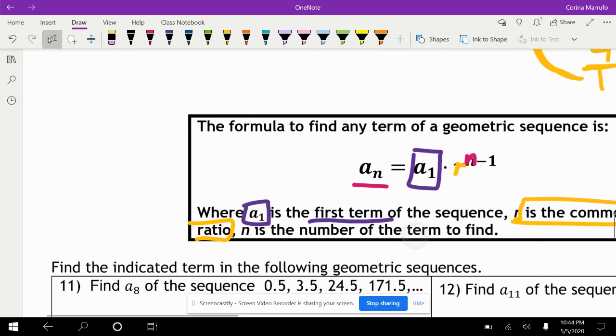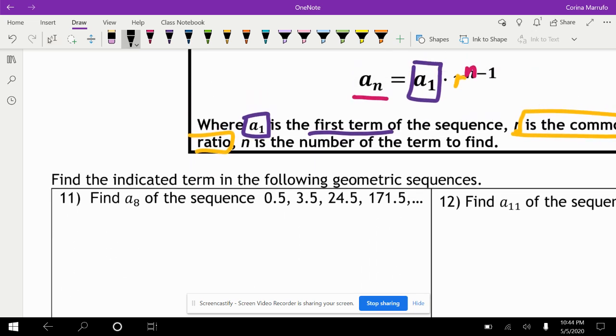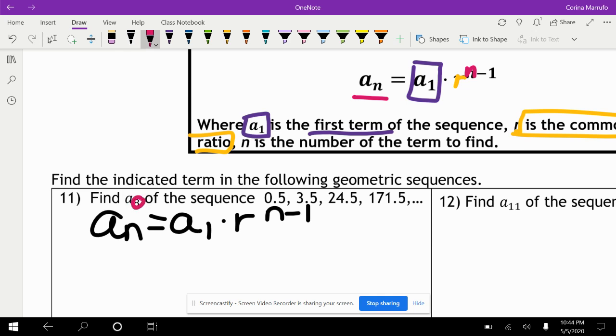So if we look here, they want us to find a sub 8 of the sequence. So let me go ahead and copy down the formula. A sub n equals a sub 1 times r to the power of n minus 1. Okay, so they want us to find, since they put a little 8 here, that means that they want us to find the 8th term of the sequence. So a sub 8 equals, we find a sub 1, which is the first term in the sequence. In this case, it is 0.5. We multiply it times the common ratio.